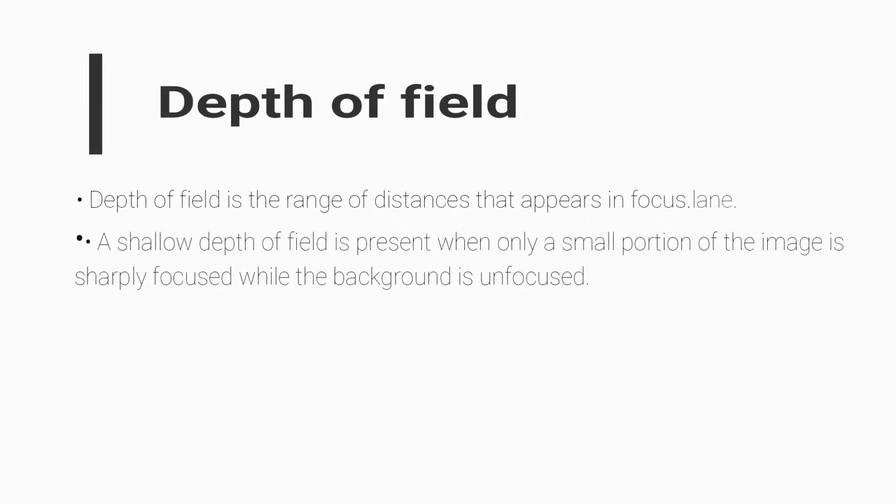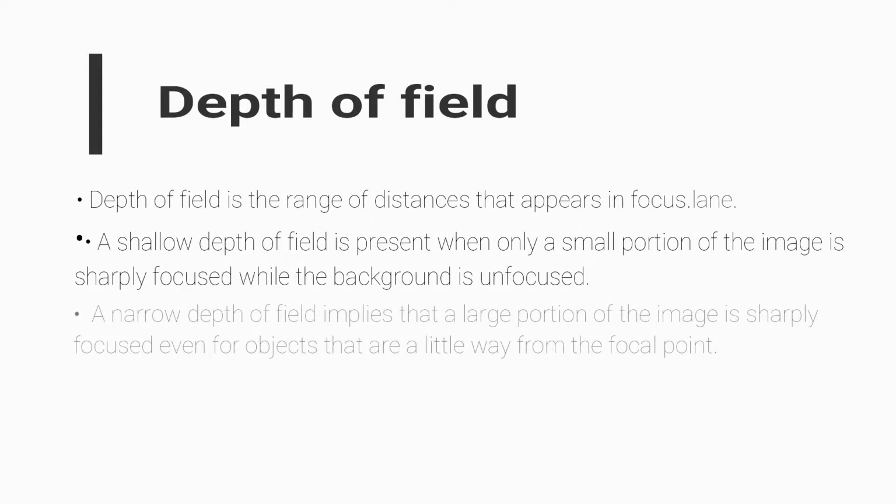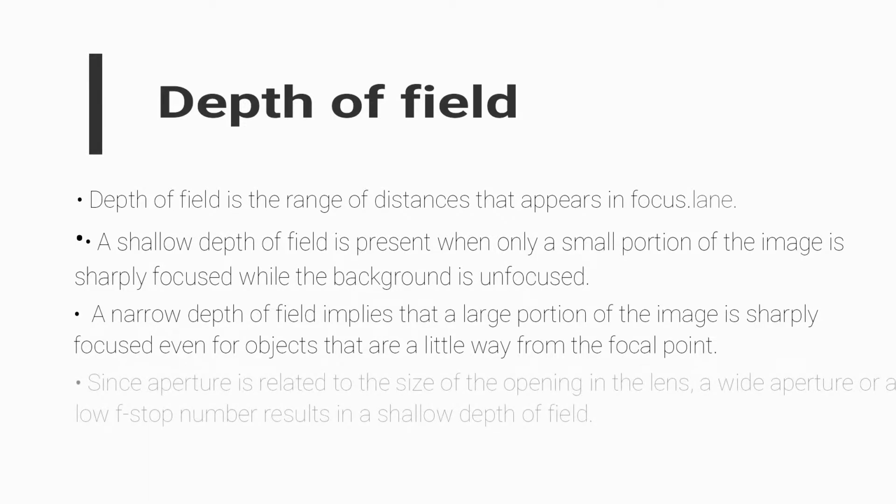However, a deep depth of field implies that a large portion of the image is sharply focused, even for objects that are a little way from the focal point. Landscapes use a deep depth of field to show more of the scene. The depth of field determines how much of the image is in focus. Factors that affect depth of field are aperture, distance, and focal length.